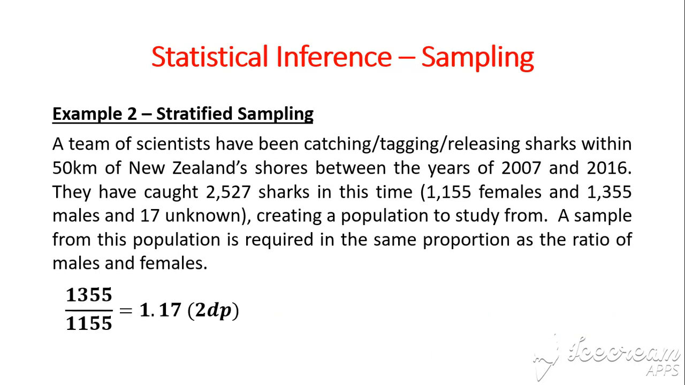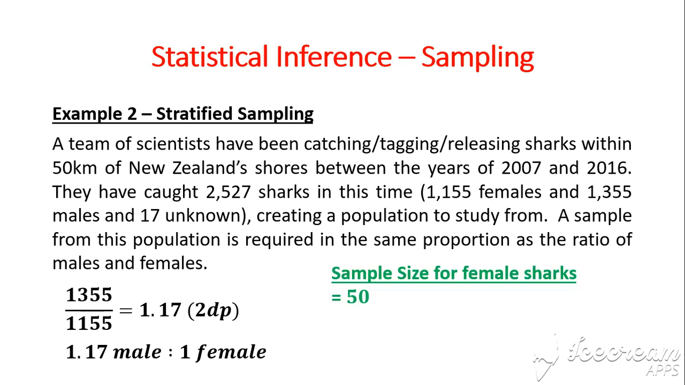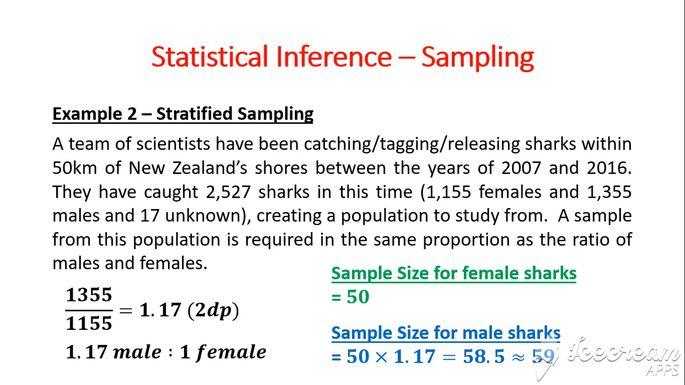And here's how we're going to do it. Right, take our number of males divided by females to get 1.17. That is like a scale factor. Basically, we have one female for every 1.17 males, or 1.17 males for every one female in the group. So if we go to females and say, let's pick a sample of 50 for the females, we're not going to pick a sample size of 50 for the males. We're actually going to pick a sample size of 50 multiplied by the scale factor of 1.17 to get 58.5, which we're going to round to 59 sharks.